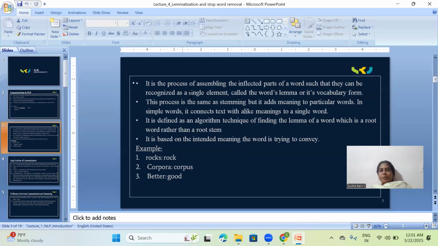It is the process of assembling the inflected parts of a word such that they can be recognized as a single element, called the word's lemma or its vocabulary form. This process is the same as stemming, but it adds meaning to a particular word. In simple words, it connects text with a like meaning to a single word. It is defined as an algorithmic technique of finding the lemma of a word, which is a root word rather than the root stem. It is based on the intended meaning the word is trying to convey.